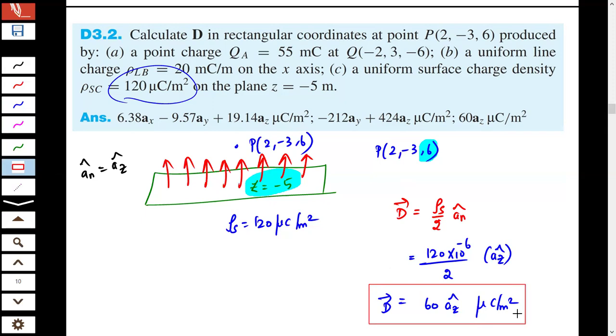So you can practice many problems based on electric flux density due to line charge, surface charge, and point charges for better understanding.